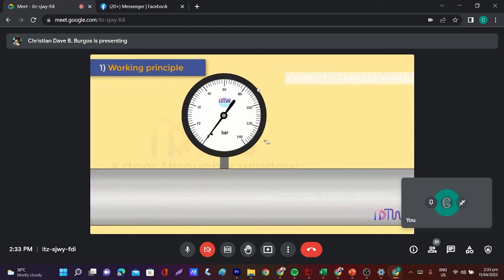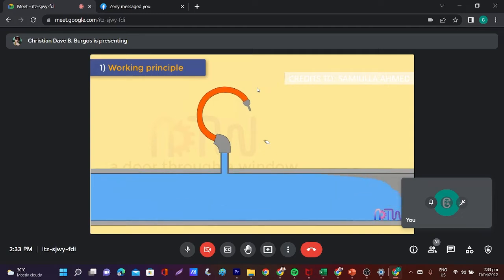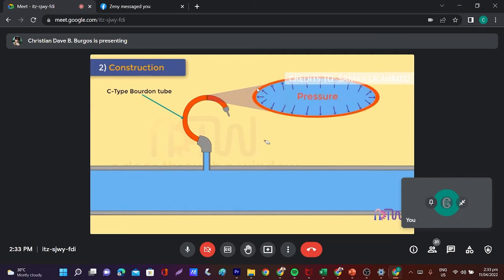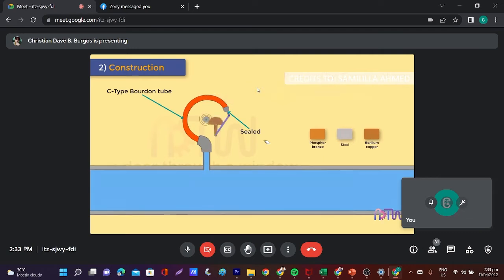Working principle of Bourdon tube pressure gauge. When an elastic transducer, such as Bourdon tube in this case, is subjected to a pressure, it deflects. This deflection is proportional to the applied pressure when calibrated. Construction. A C-type Bourdon tube consists of a long, thin-walled cylinder of non-circular cross-section, which is sealed at one end. This tube is made from materials such as phosphor bronze, steel, and beryllium copper, and attached by a link mechanism which operates the pointer. The other end of the tube is fixed and is open for the application of the pressure, which is to be measured. The tube is soldered or welded to a socket at the base, through which the fluid, whose pressure is to be measured, enters the C-type Bourdon tube.